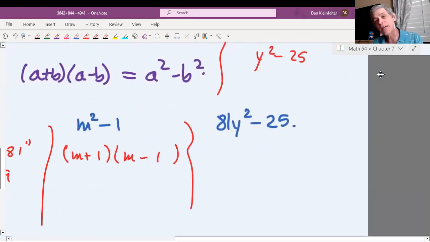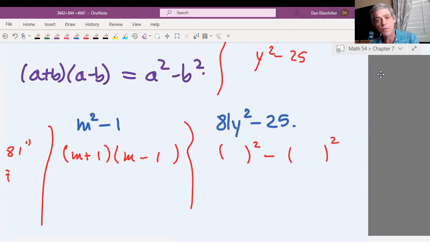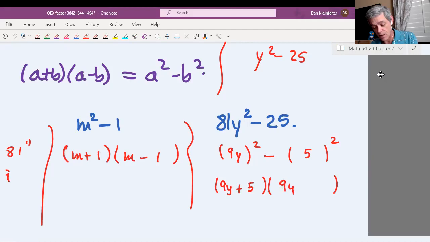Okay, we've got next 81y squared minus 25. So I need to look at this as a difference of two perfect squares. 81y squared will be 9y squared. And then 25 is 5 squared. So I'll have 9y plus 5, 9y minus 5.